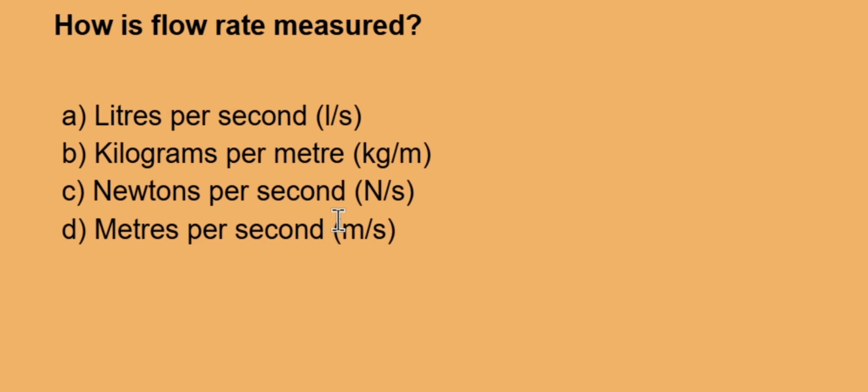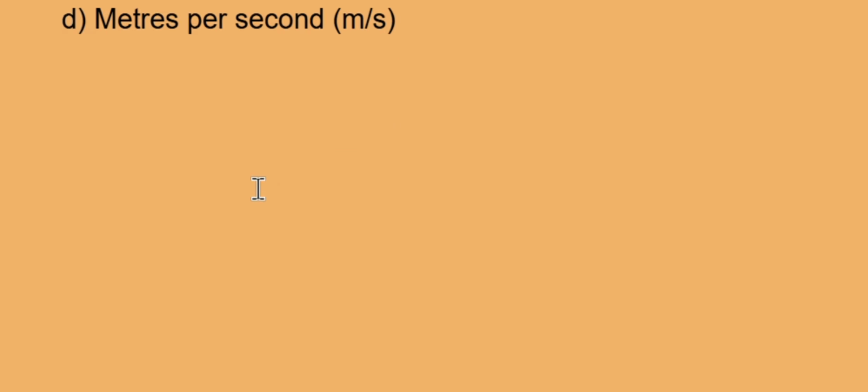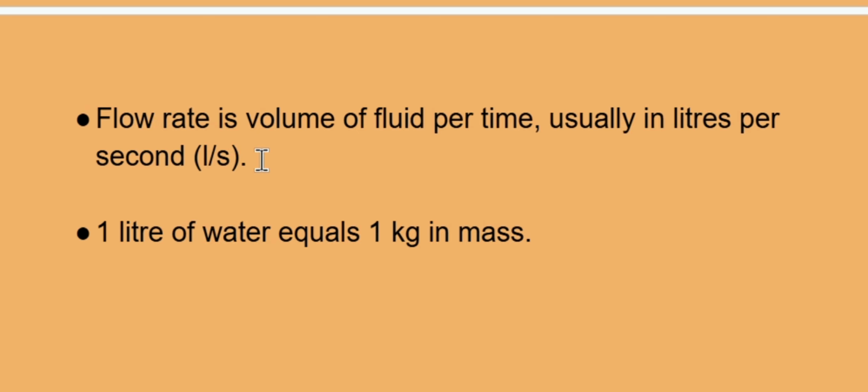Question, how is flow rate measured? A, liters per second. B, kilograms per meter. C, newtons per second. Or D, meters per second. Correct answer is A, liters per second. Okay, so flow rate is just the amount or the volume of water flowing past a point. So usually in plumbing, we want to know the flow rate coming out of taps, right? So the flow rate will be the number of liters coming out of your tap per second, right? And remember, 1 liter is just 1 kilogram in mass.